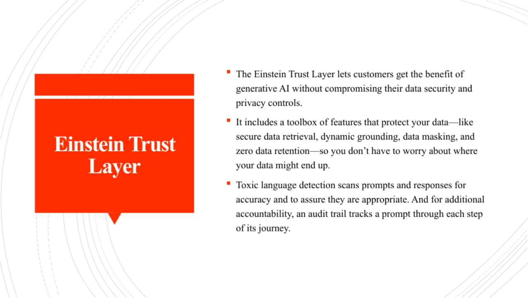Beyond data protection, the trust layer also includes toxicity detection. This scans prompts and responses to make sure they're appropriate, helping maintain a respectful and safe environment. And to keep accountability transparent, an audit trail tracks each prompt as it moves through the system, so you can see exactly what happened at every step. Overall, the Einstein Trust Layer ties into our broader goal of making AI both powerful and secure, giving you peace of mind while still unlocking valuable insights.